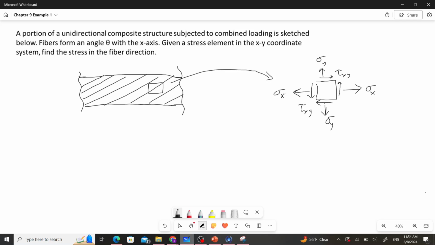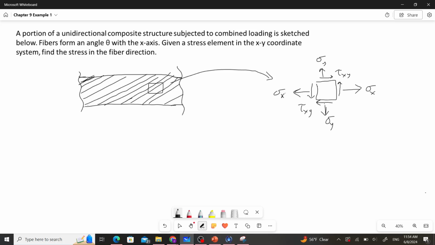So let's take a look at a composite material. We're just looking at a small cutout. This is a portion of a unidirectional composite structure subjected to some combined loading. That's what's sketched below here. Each of these fibers that you see, these lines running diagonally, I'll draw a few more in here, are like the fibers in a composite material.